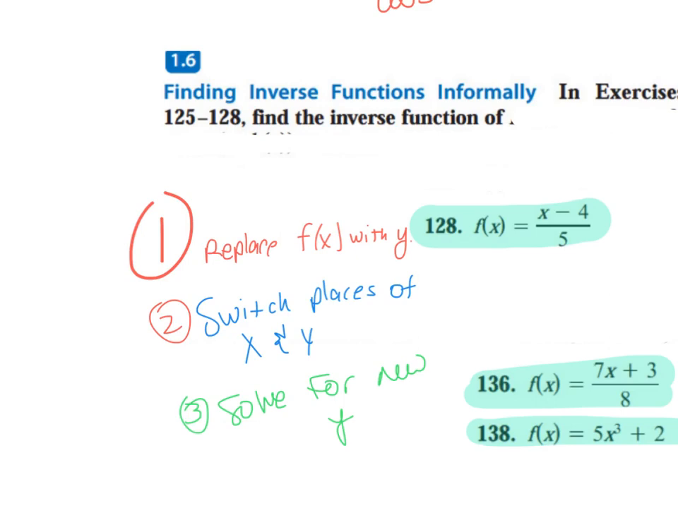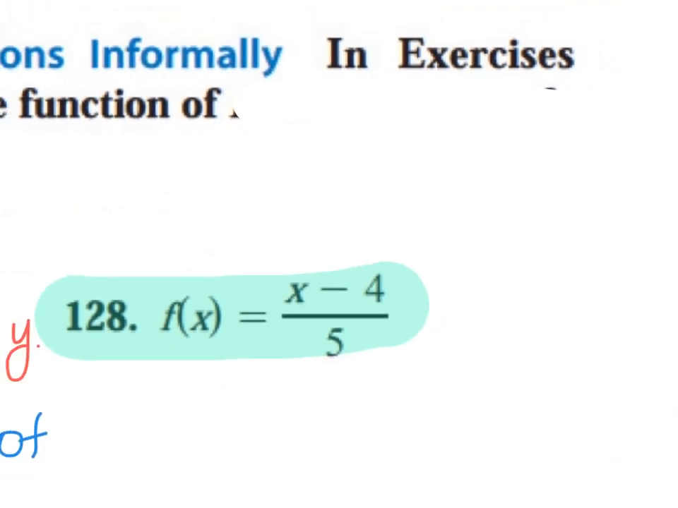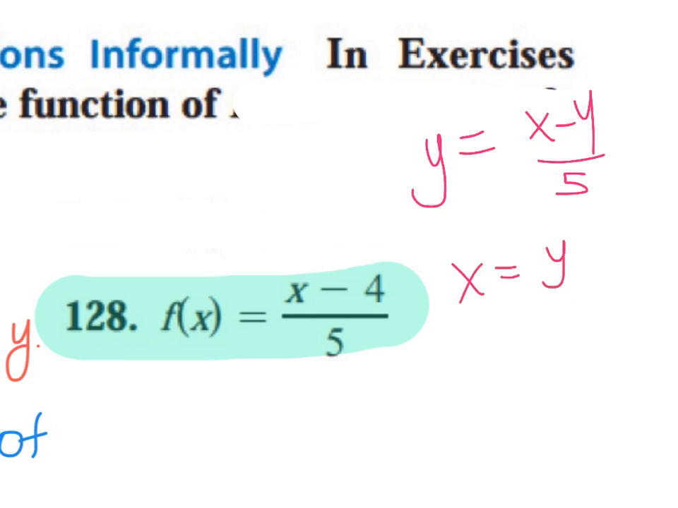So let's follow our steps. Let's do this together, and then we're done. First thing I'm going to do is replace f of x with y. So y equals x minus 4 over 5. Now what do I do? Switch x and y. X equals y minus 4 over 5.